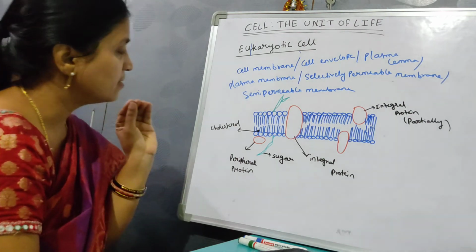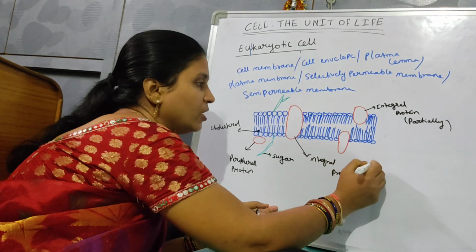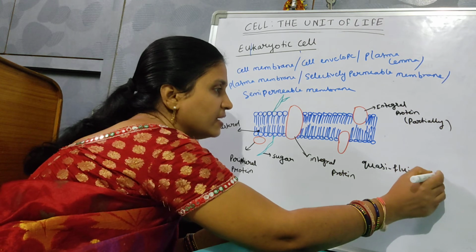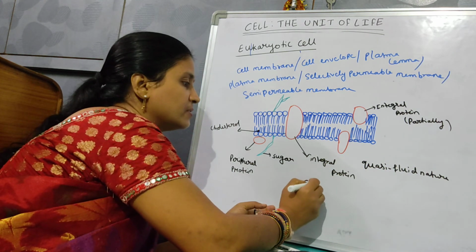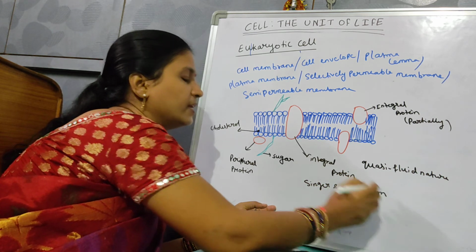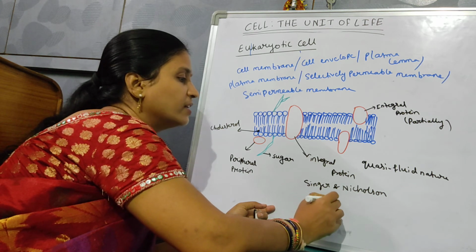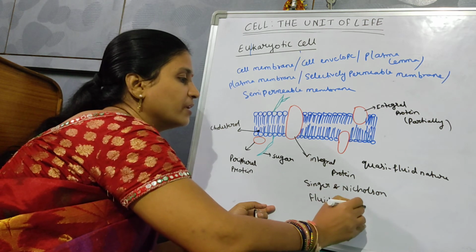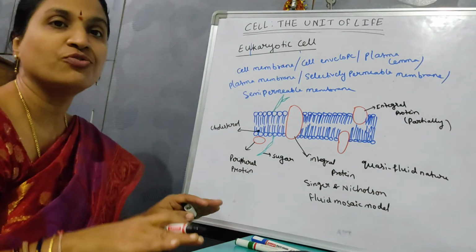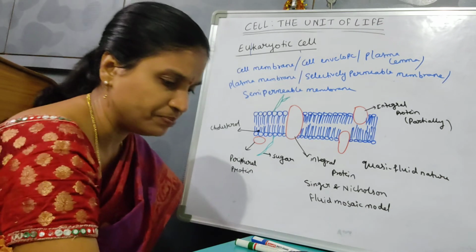This cell membrane has a quasi-fluid nature, which was first explained by Singer and Nicolson. This particular model is called the fluid mosaic model of the cell membrane. So this cell membrane is not stationary. It is going to float, it is going to move.